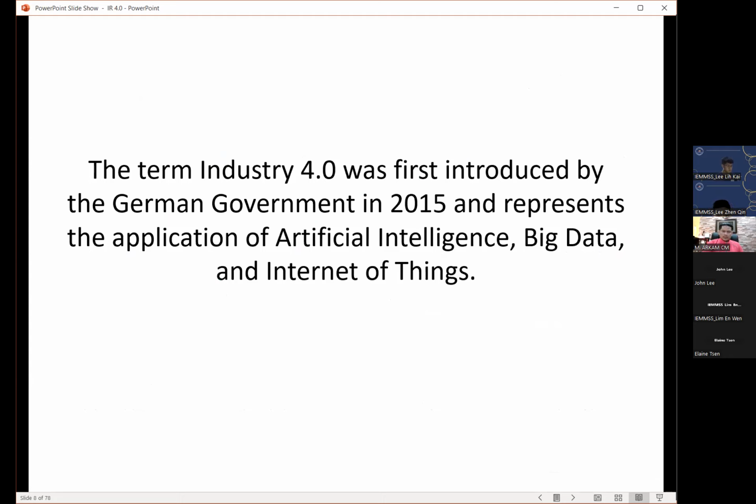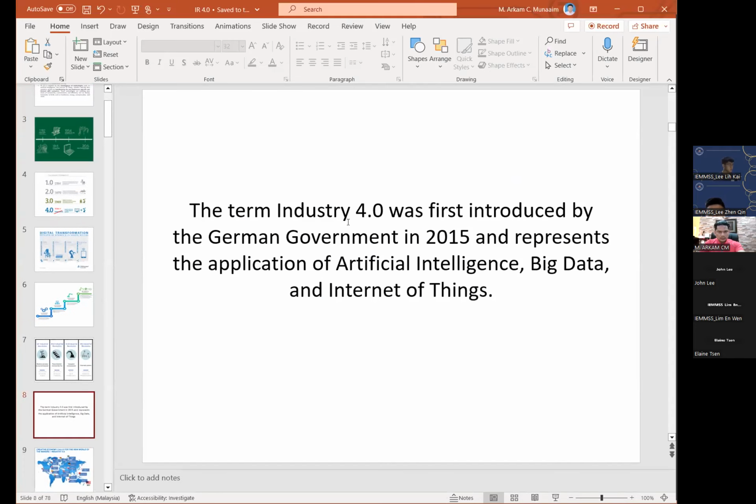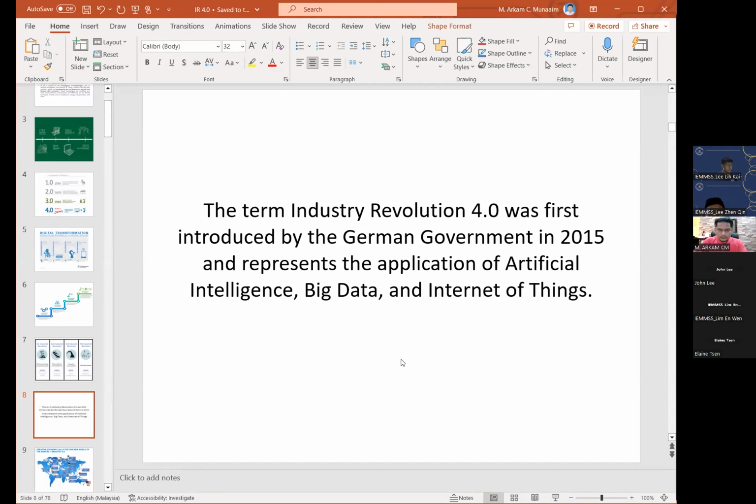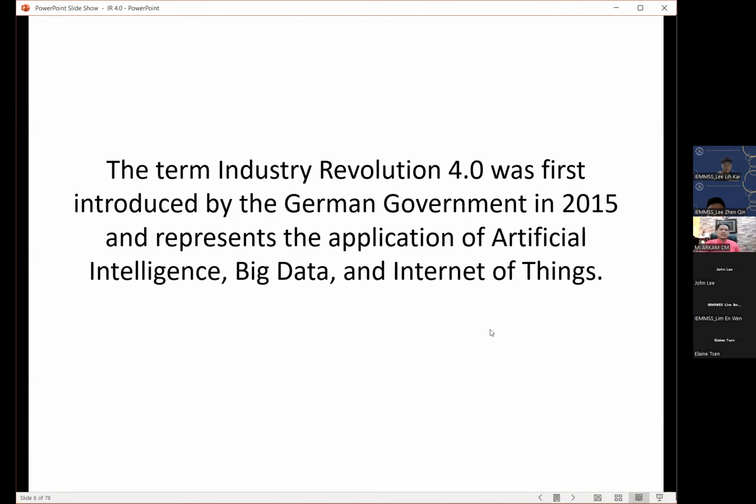Okay, now the term IR 4.0 was introduced by the German government in 2015, representing the application of these three: AI, big data, and IoT. So that is why I'm saying that no one is actually owning the term Industrial Revolution 4.0. I need to correct this first. The term 4.0 was first introduced by the German government in 2015.